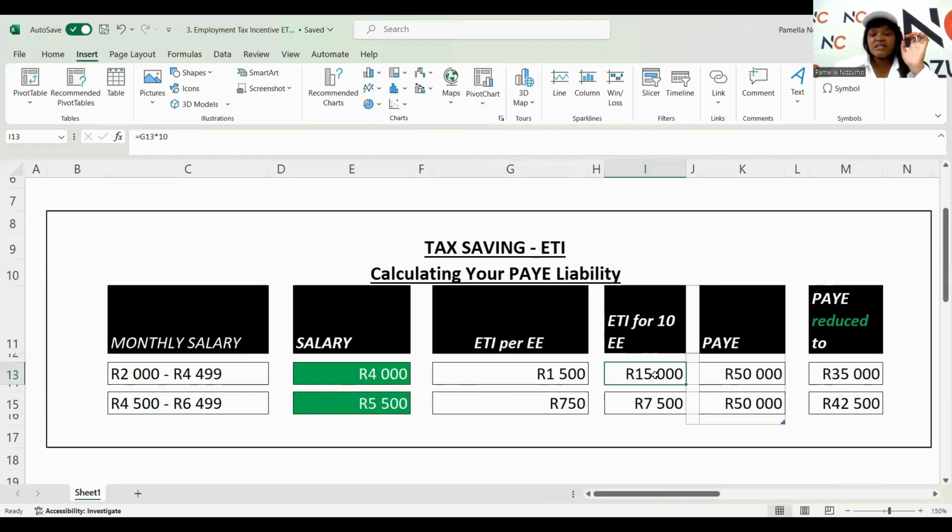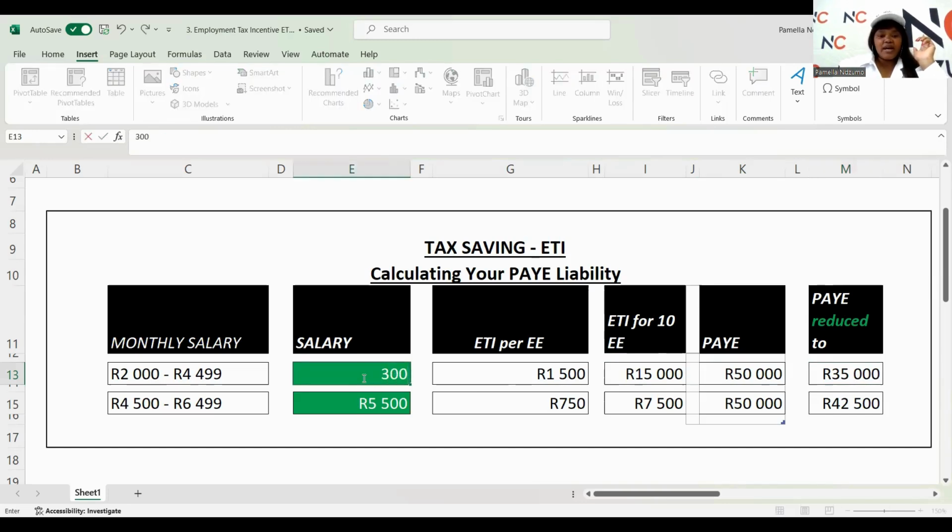What this means is your pay as you earn. So let's say your overall pay as you earn for the company amounts to 50,000. At the end of the month, instead of you paying 50,000, because you qualify for this employment tax incentive, your pay as you earn gets reduced by this employment tax incentive of 15,000, and you only have to pay 35,000 Rand.